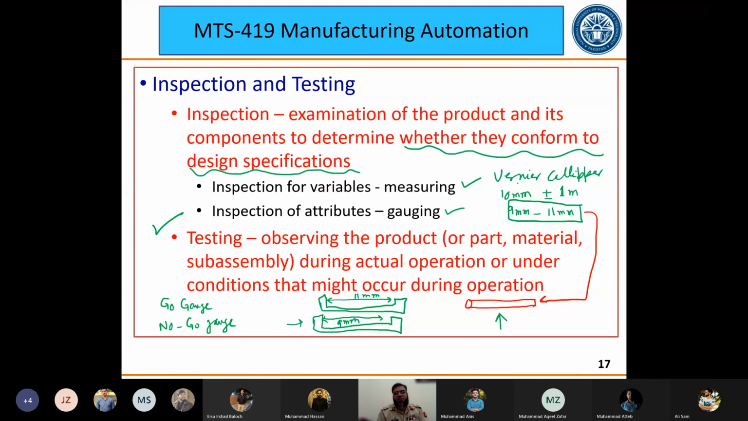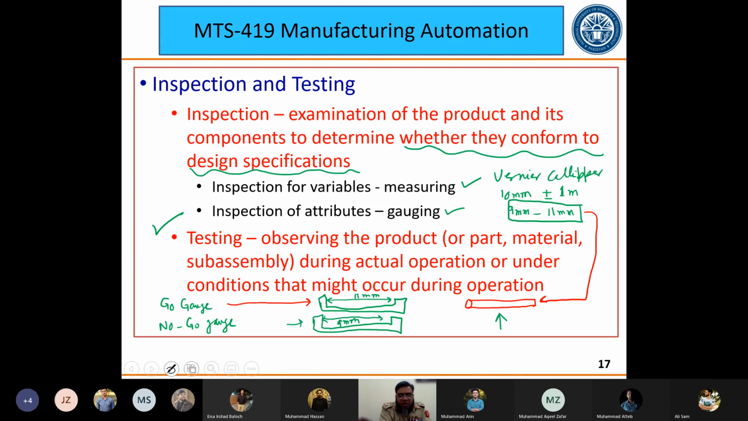The other method could be that you can make two gauges, go gauge and no go gauge. Do you have the concept of go and no go gauge? I hope that you must have studied this in your workshop practice. No, sir. Okay, let me explain it to you. This is the go gauge, and this is the no go gauge.